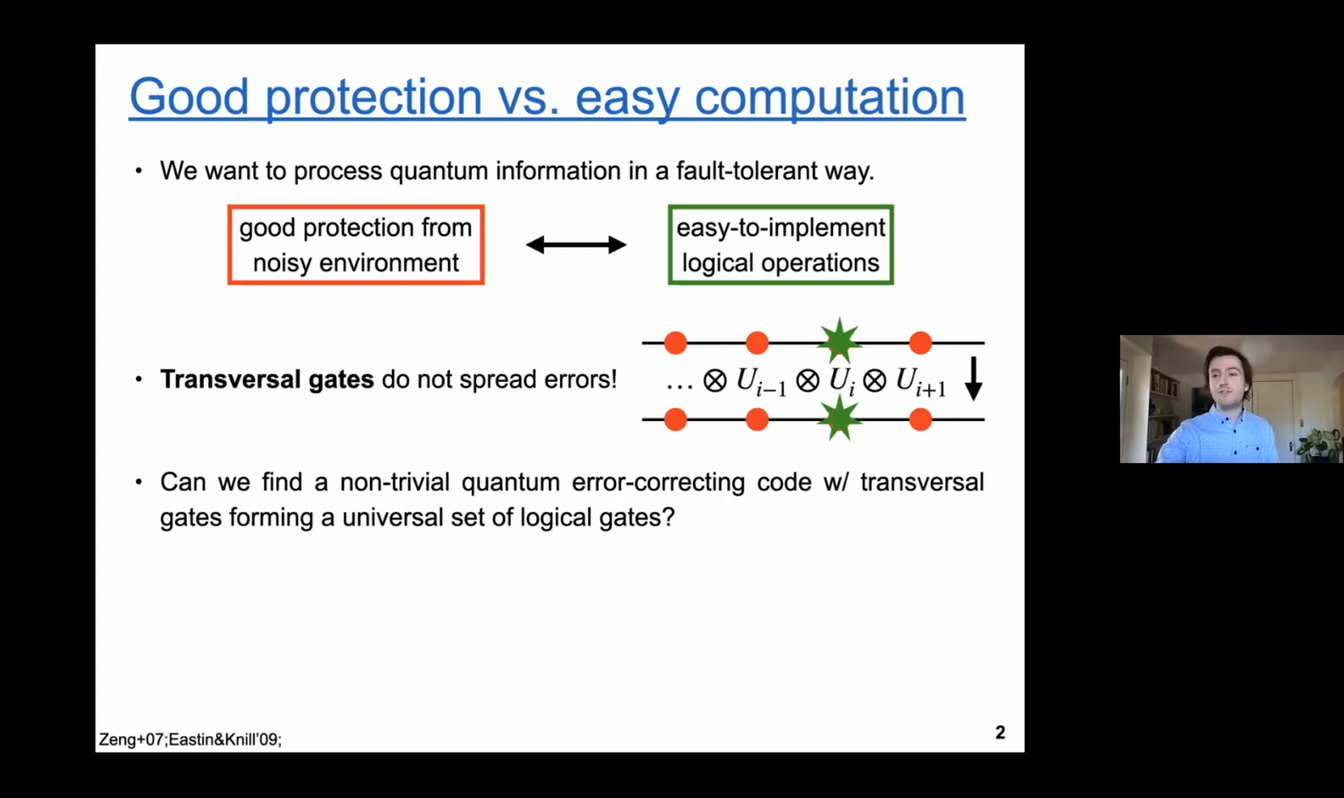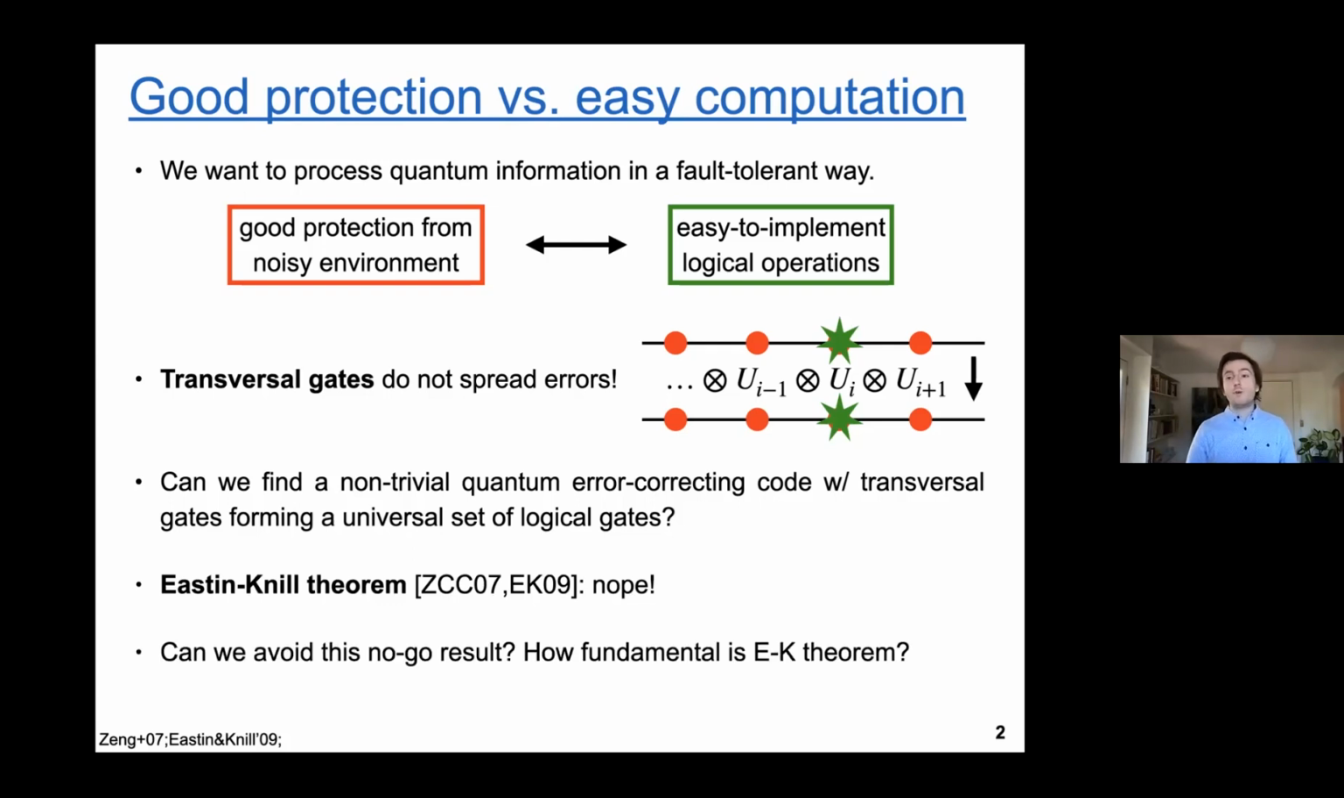Unfortunately, this is only our dream, and Eastin-Knill told us a couple of years ago that this is not possible. We cannot have non-trivial quantum error correcting codes with a transversal universal gate set. So a natural question is how we can avoid this no-go theorem. How can we do fault-tolerant computation? And also, a natural question is to ask how fundamental is the Eastin-Knill theorem. And in this talk, I will be looking into the question of whether there is an equivalent version of the Eastin-Knill theorem if we don't use exact error correction, rather we focus on approximate error correction.